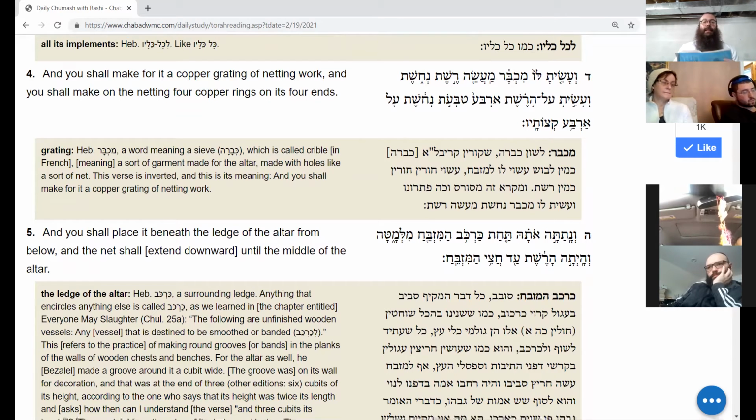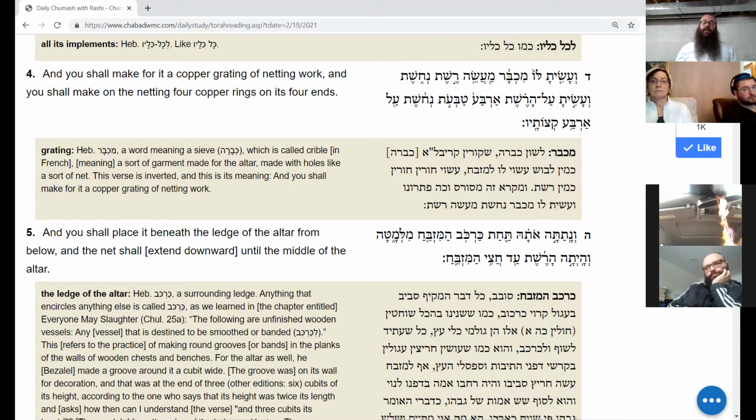And you should make a design. And this is the lattice, the copper grating. So I showed you in the picture before, in the middle of the mizbeach was a copper grating. I showed you one of the commentaries. It said, interesting, maybe to catch the meat or the coals that would fall off, instead of them hitting the floor, they would fall into this copper grating. Maybe there was a little bit of an angle, I'm not sure, but that would make sense, that the coals and the stuff would fall in. Michbar maaseh reshes, it would be a copper grating with a netting work, with a kind of netting work was the way this copper grating was made.